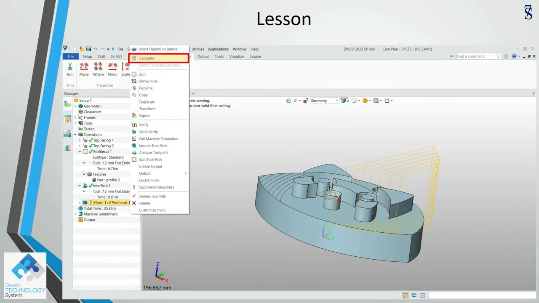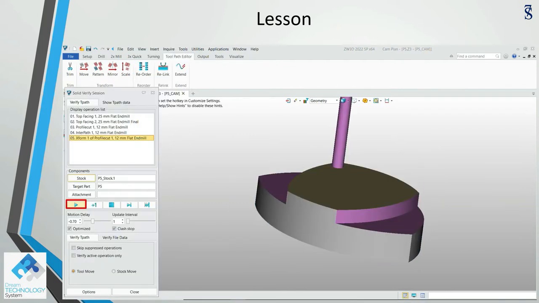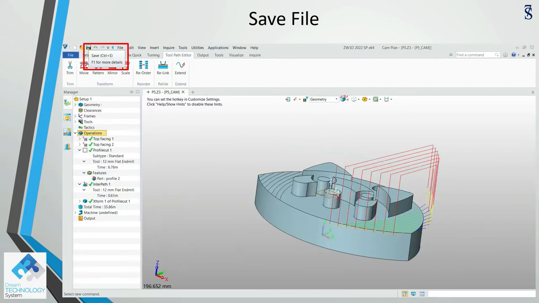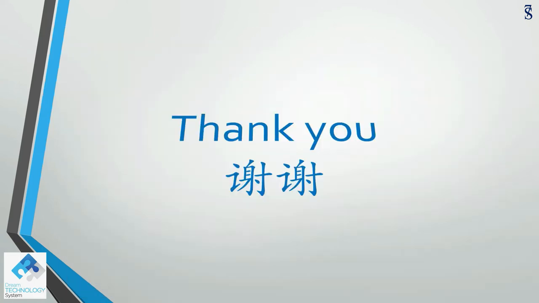Okay. Calculate on the mirror operation. We go for the solid verified. Looks good. Analysis. We still have material to complete the final operation. We save the file. Let me switch the screen to show you step by step how to accomplish the task.